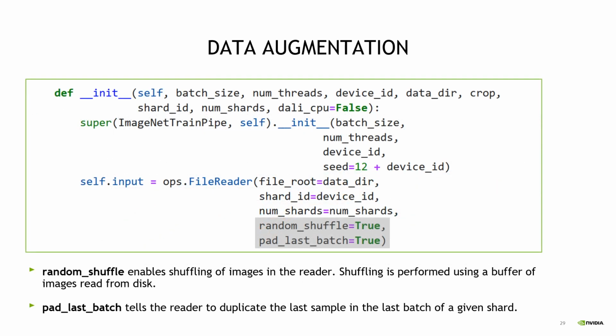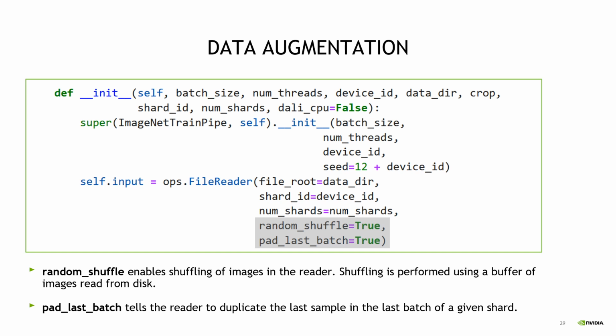So DALI supports different augmentation that you can build in your pipeline. In this case, I'm presenting the random shuffle and the padding for the last batch. The random shuffle shuffles the data with your batch size as soon as you read it from the storage, okay? And the shuffling is performed using a dedicated buffer.